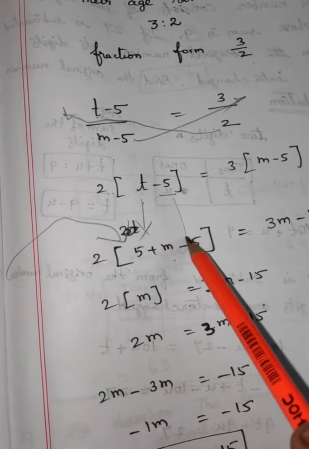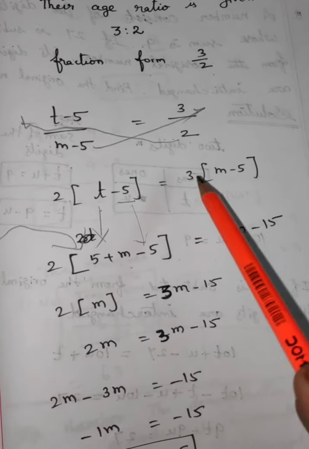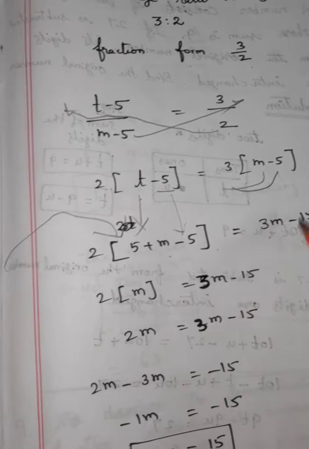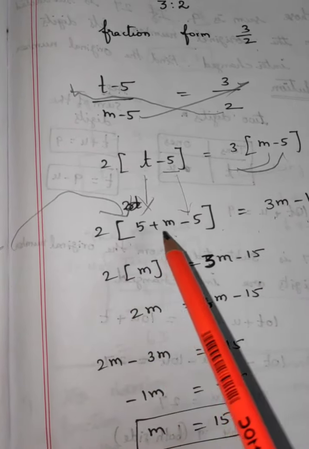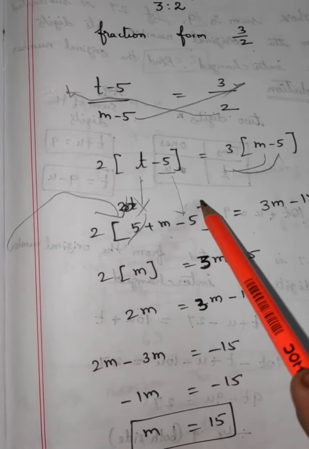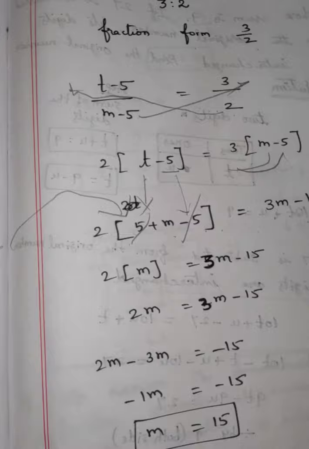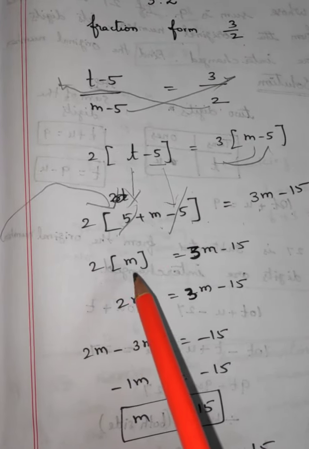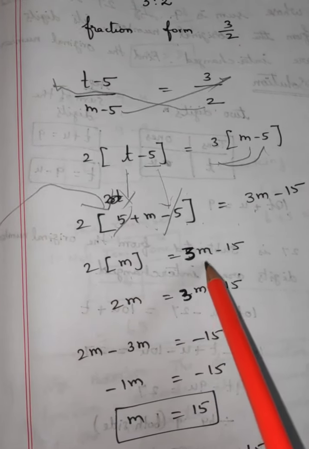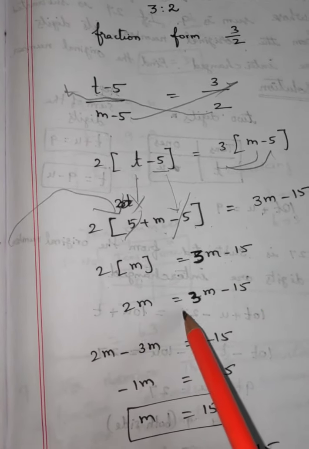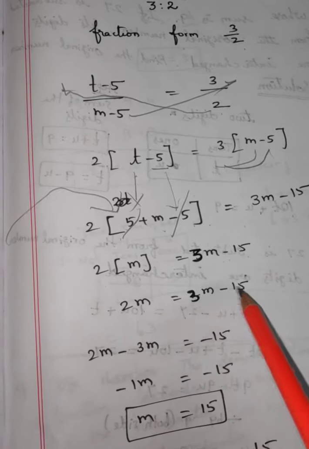From the question, we have the minus 5, equal to 3 into M, equal to 3M minus 3 times 5, which is 15. Now 2 into the bracket: plus 5 minus 5 cancel, 5 minus 5 equals 0. So we have 2 into M equals 2M equals 3M minus 15.